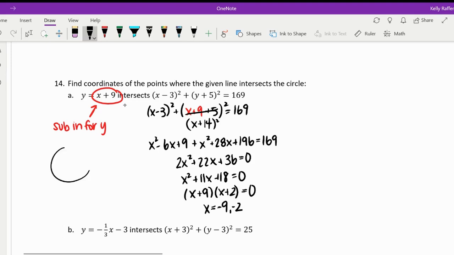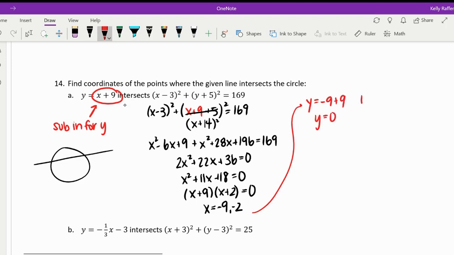Think about a circle: it is possible that your line intersects it at one point, but more likely that it intersects it at two points. So then I'm going to sub these back into that line equation to get the y value. So we'll have y = -9 + 9, y equals 0, and y = -2 + 9, y equals 7. So our two coordinates will be (-9, 0) and (-2, 7).